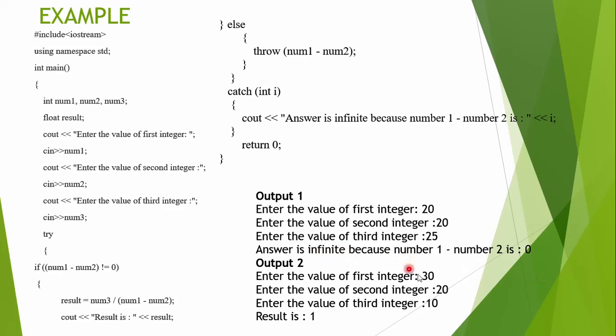Next, I am giving different types of inputs: 30, 20, 10. Now 30 minus 20 is 10. So num3, which is 10, divided by 10, the answer will be 1. So the result is 1.